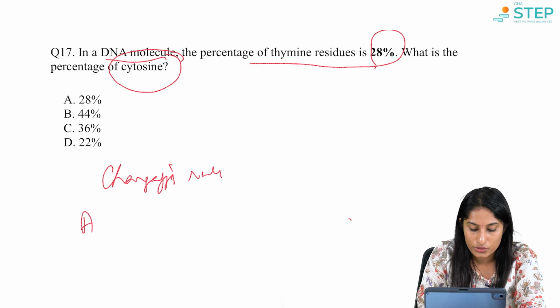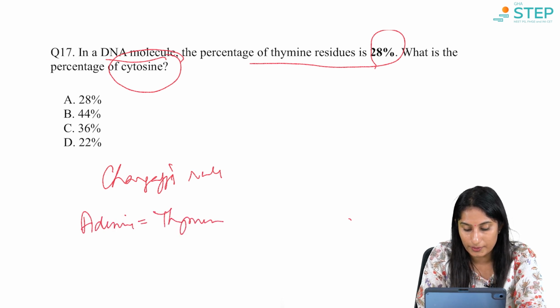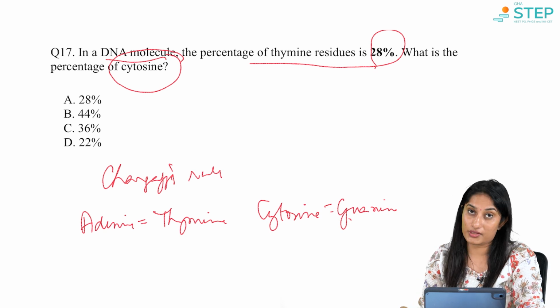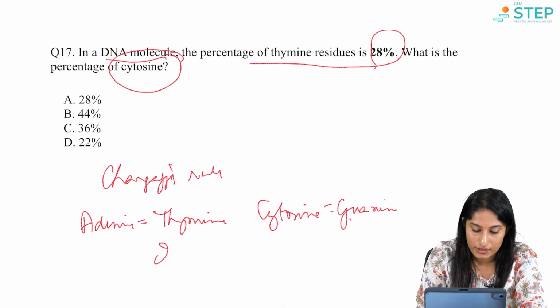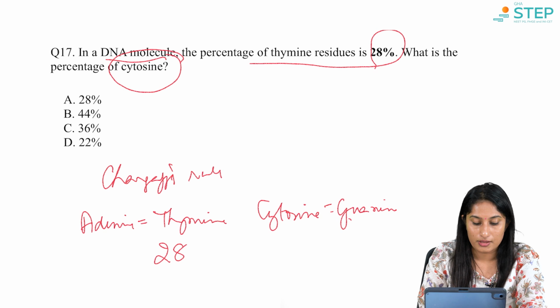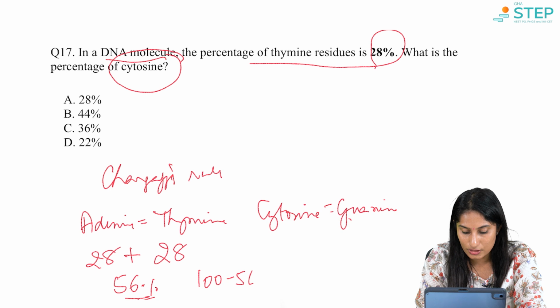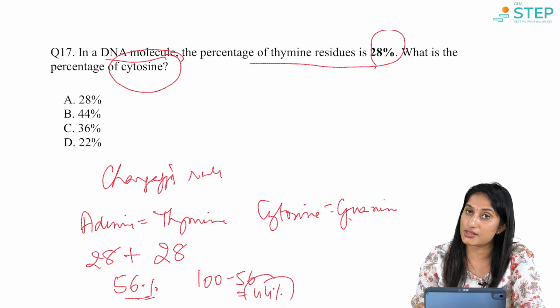That the amount of adenine is equal to the amount of thymine, and the amount of cytosine is equal to the amount of guanine. Now, the number they have given here is the amount of thymine, that is 28%. So, if adenine is equal to thymine, that means adenine is also 28. Let us add these up, that is 56%, correct. Now, let us subtract from 100, how much do we get? We get 44%, correct. 100 minus 56 is 44.